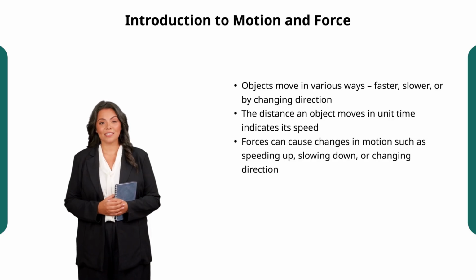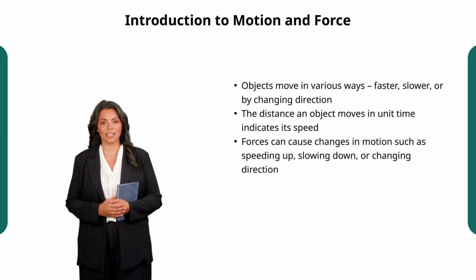Hello, young scientists! Remember in your Class 7 studies when we learned about the movement of objects? You might recall thinking about how to tell which object is moving faster, right? Well, the secret lies in the distance an object covers in a certain time. That's what we call speed or velocity.